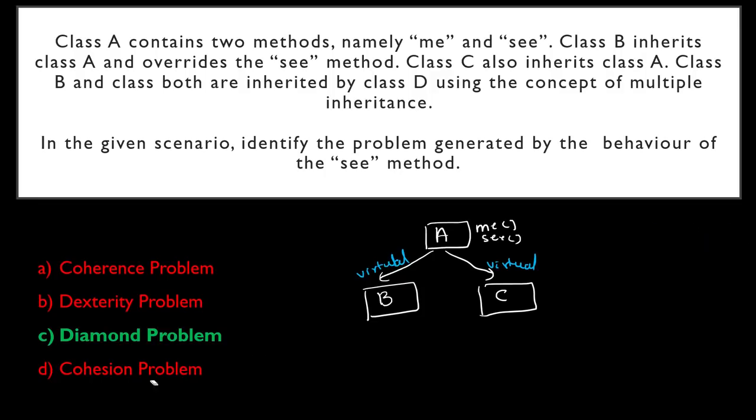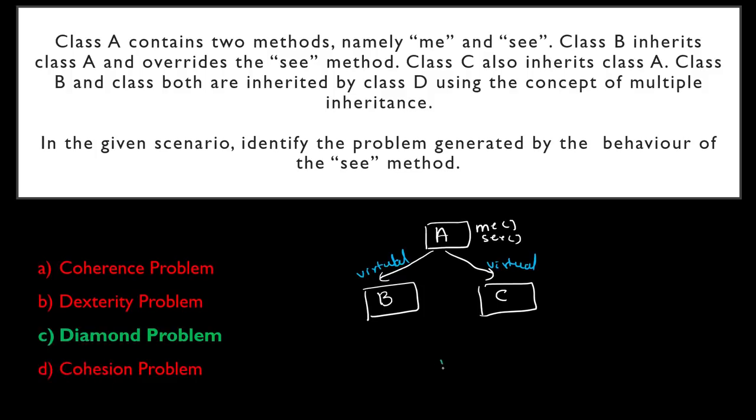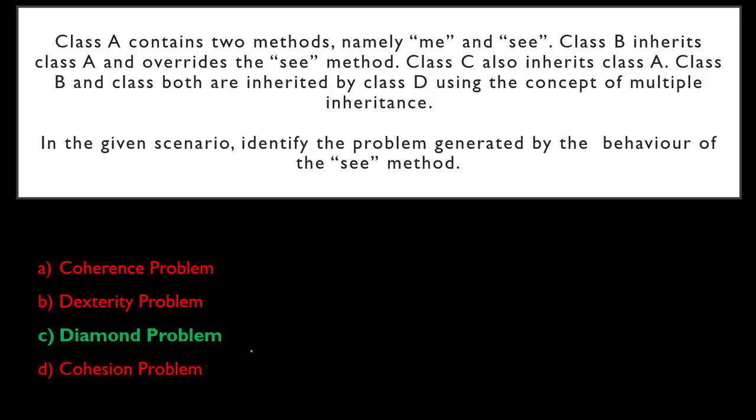So you mention the keyword virtual, then you inherit D from B and C. What the virtual keyword does is it keeps only one copy, using a V table, that is a virtual table. That is the implementation detail of virtual inheritance, but this will solve it. You can read more about this. It is out of scope for this question, but the answer here is the diamond problem. Let us go to the next question.